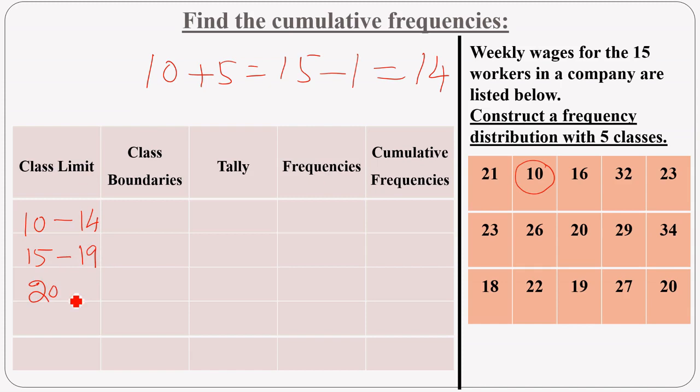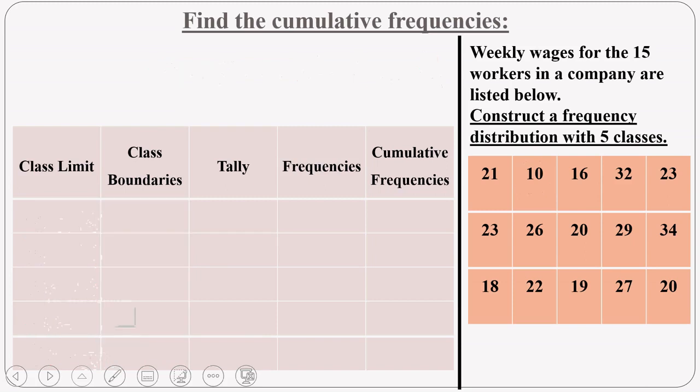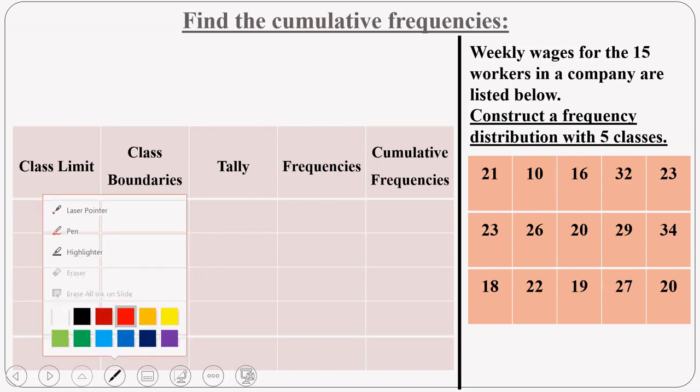20 plus 5 will be 25, 25 minus 1 is 24. Next, you start with 25. 25 plus 5 is 30, 30 minus 1 will be 29. Then you start with 30. 30 plus 5 will be 35, 35 minus 1 will be 34. So I hope this is clear to understand. Let me erase everything so that you can understand. So I erased everything.